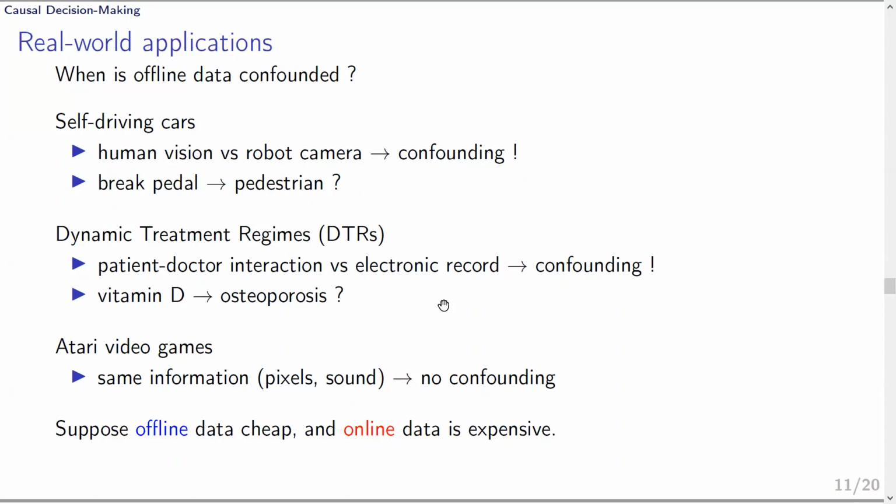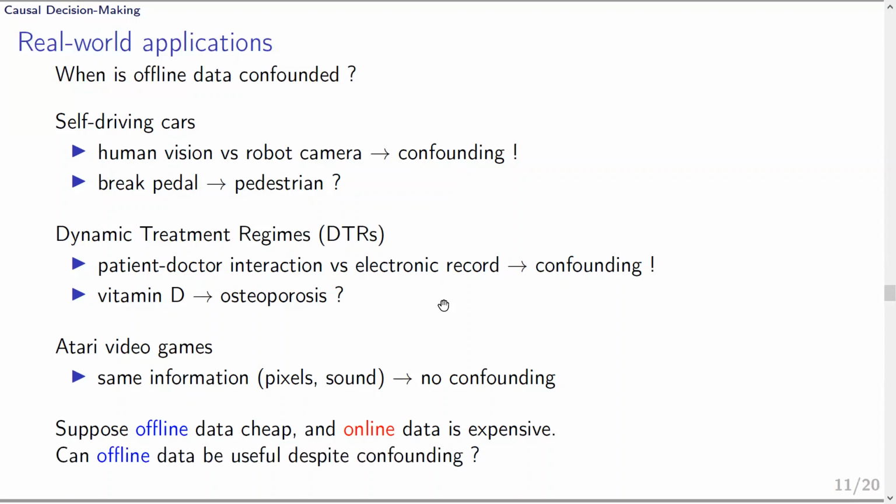Yes? What if in the Atari it was more like a POMDP? Would it be confounded? No, the same holds with POMDP. Yeah, you can show that. It's not about observability, it's more about whether the learning agent and the agent that you observe have the same information. I see. Yeah.